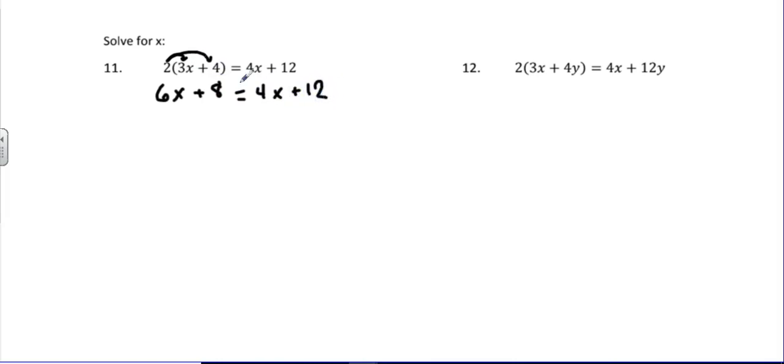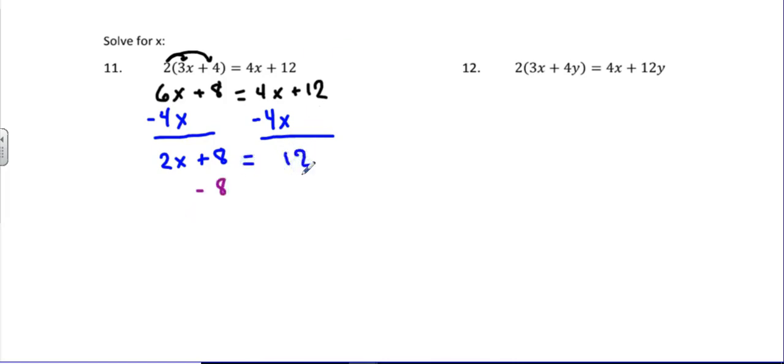Alright, so now I've taken care of those parentheses, but I still have x's on both sides of my equation, which means I need to get those together. What I'm going to do is subtract 4x using the subtraction property of equality, subtracting 4x on both sides of the equation, and I get 2x plus 8 equals 12. Now to get the x by itself, I'll start with subtracting 8 on both sides of the equation to get 2x equals 4, and then divide by 2 on both sides of the equation to get x equals 2.